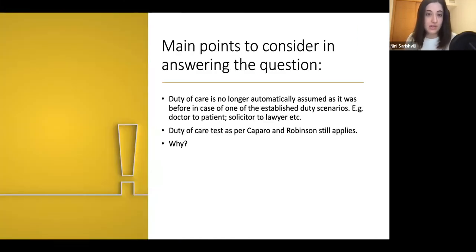The main points to consider in answering this question are the following. Duty of care is no longer automatically assumed as it was before in the case of one of the established duty scenarios, such as doctor to patient or solicitor to client. The duty of care test as per Caparo and Robinson should be applied in order to determine if there is a duty of care.